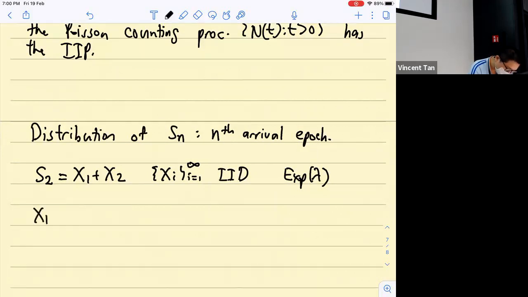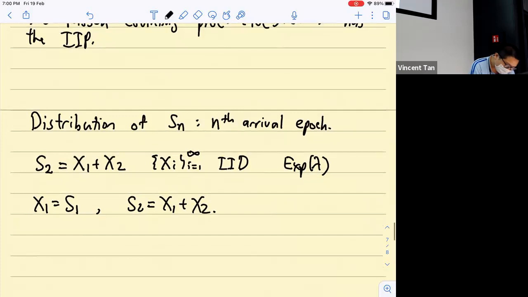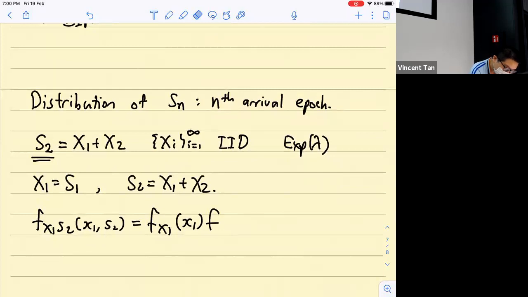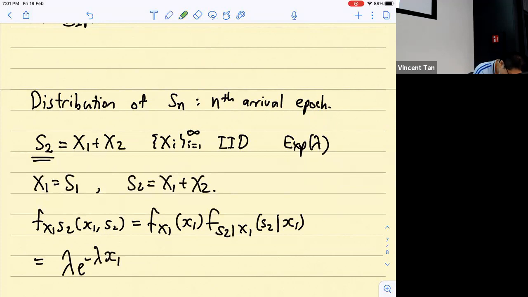Okay. So now we recall that X1 is equal to S1, and S2, as I already mentioned, is X1 plus X2. Now our agenda is to figure out the distribution of S2 without going through the pain of convolution. So let us first describe the joint density of X1 and S2. By Bayes rule, this is nothing but f of X1, because this is S1, times the conditional density. Nothing special. We know the distribution of this guy: it is lambda e to the minus lambda x1.